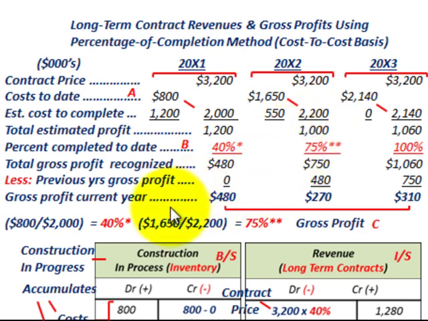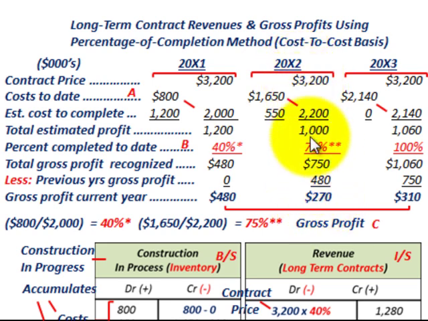That's simply taking the $1,650 cost to date and dividing it by the total estimated cost of $2,200. Divide those out and you come up with 75%. Again, taking this percentage completed to date, 75% times the total estimated profit of $1,000, we get our total gross profit recognized of $750. For the current year, we take the total gross profit previously recognized, $480, and subtract it from the total gross profit recognized of $750. We get our gross profit for the current year of $270.